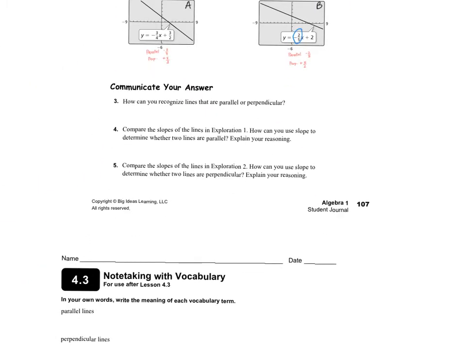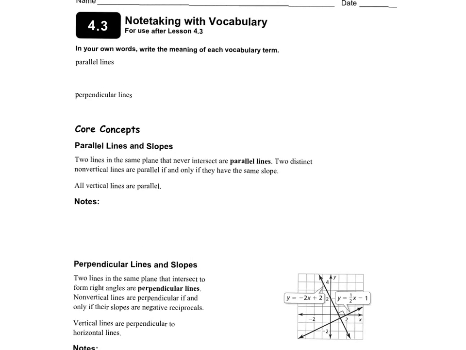All right, we can skip this. Moving right along. So let's put this stuff in our own words.